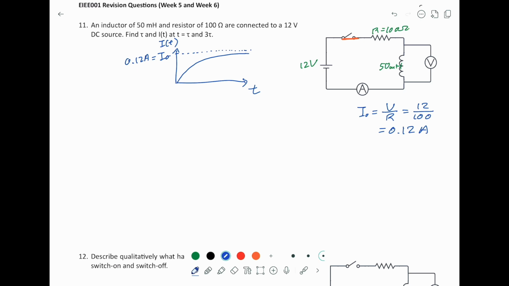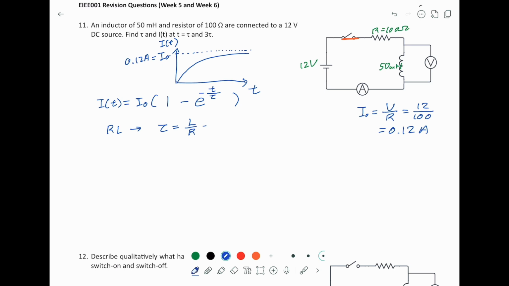Now the equation is described as I as a function of t equal to I naught, so very similar to the case of the capacitor, 1 minus exponential minus t. Now this time again we put the time constant tau here, but the tau for the inductor RL case is defined as L over R. It's not RC, it's L over R.